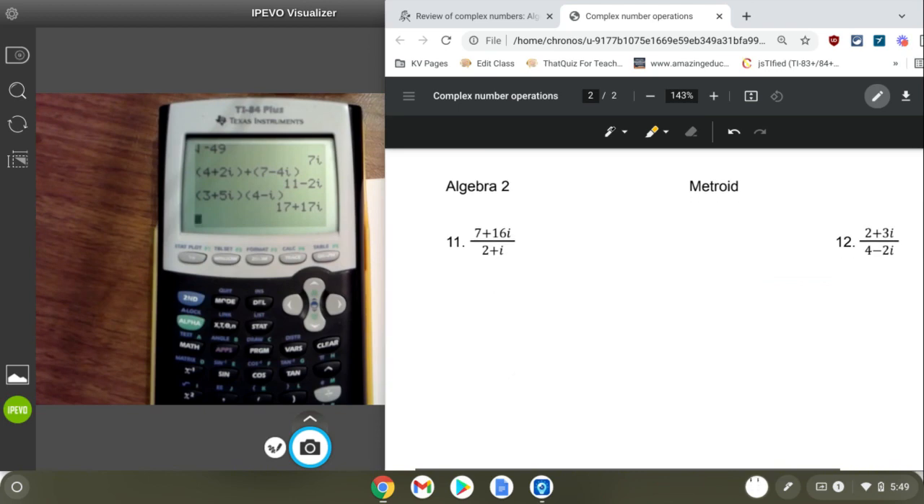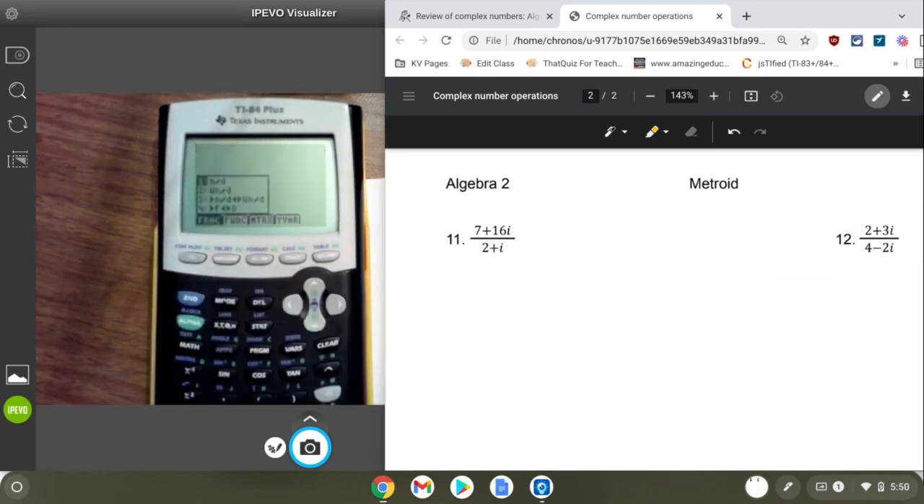Okay, 11 and 12, when you are dividing complex numbers, you can't use the alpha y equals. You're going to have to wrap it in parentheses. So the top part, we'll do 7 plus 16i, and then use the division key, 2 plus i. There we go. And it will divide them for you.